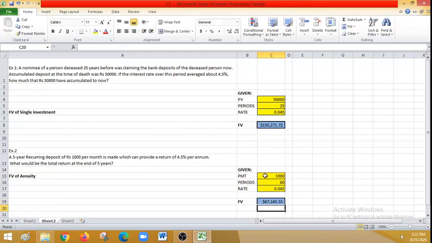67,145 rupees 55 paise. Okay, so without time value of money, I have already specified that. So 60 multiplied by 1000, you will be having 60,000 rupees. But with the consideration of 4.5% of interest, the future value of the money that I have deposited, right, is 67,145 rupees 55 paise. Fine.